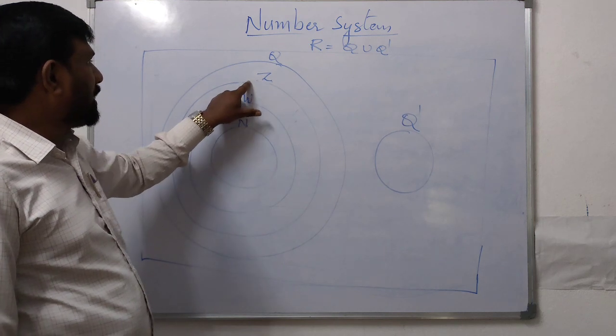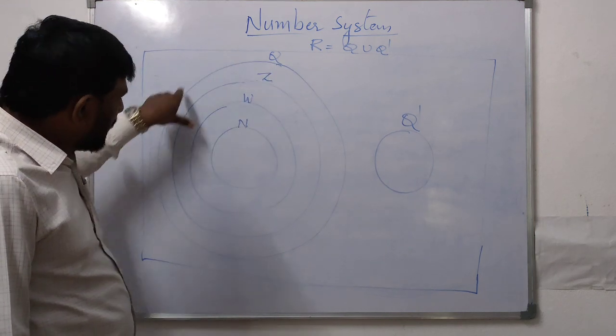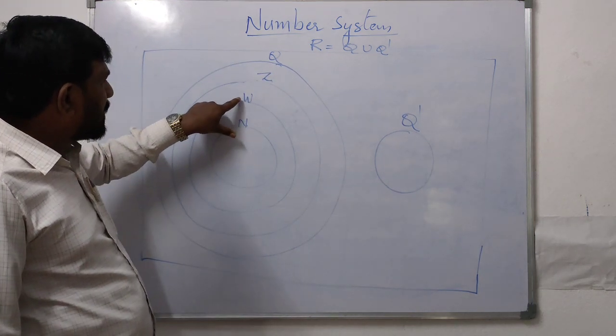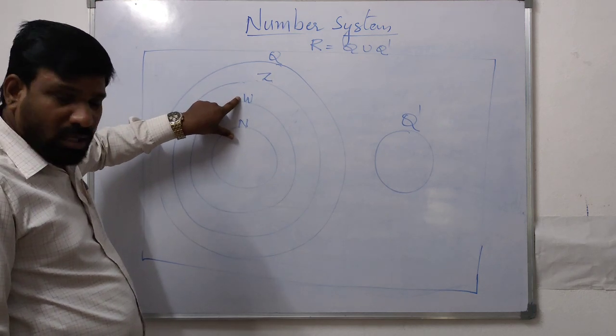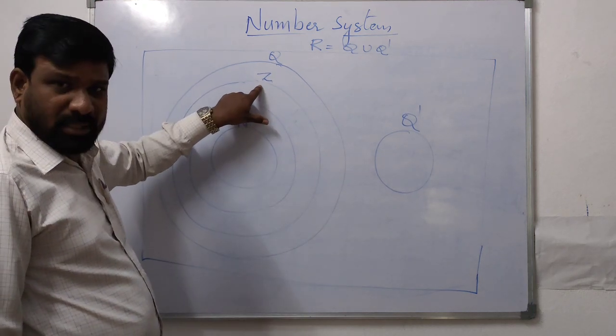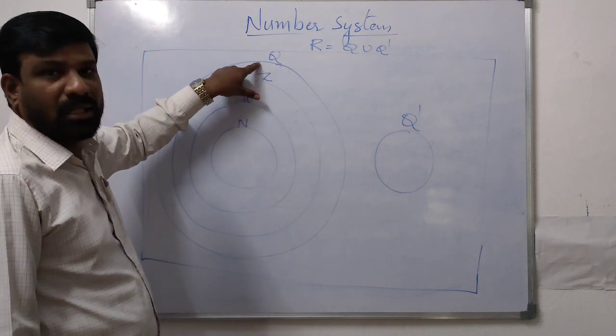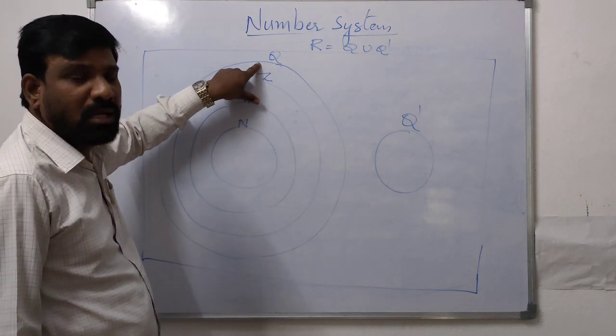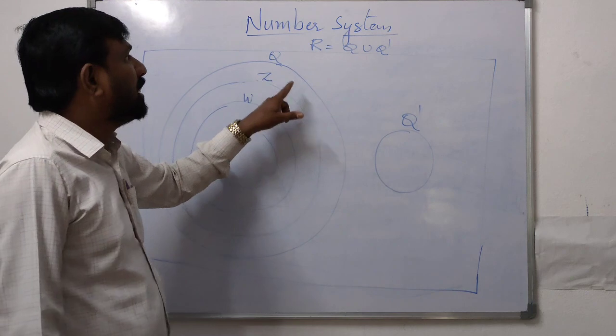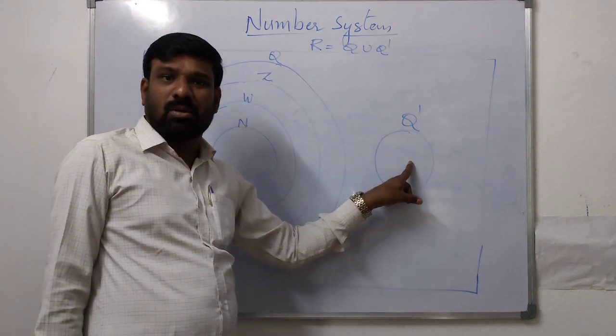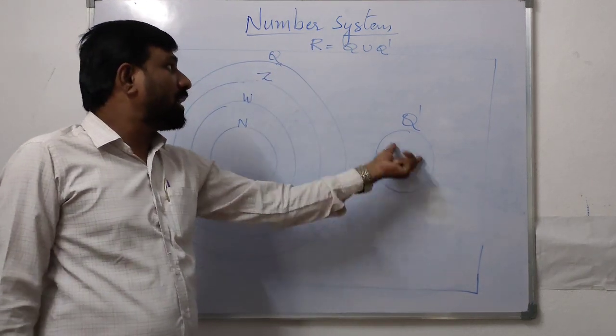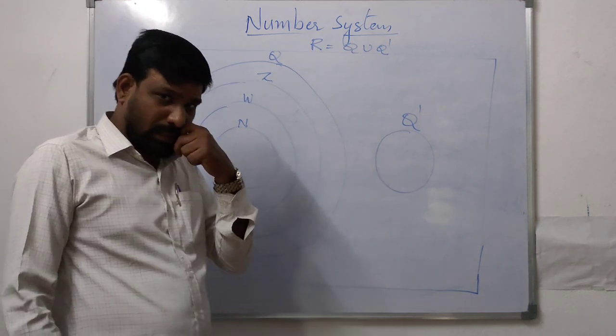Natural numbers, whole numbers, integers. From this we can conclude that all natural numbers are whole numbers, all whole numbers are integers, all integers are rational numbers, all rational numbers are real numbers. Not only rational, irrational also combined. The combination of rational and irrational is nothing but real numbers, right?